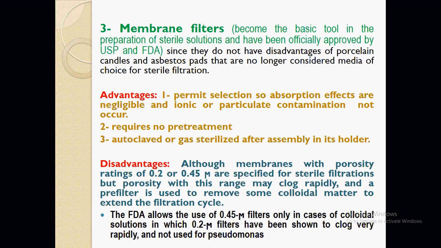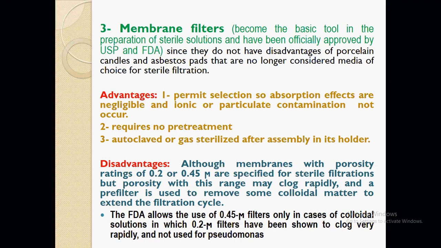But it has disadvantages: although membranes with porosity rating of 0.2 to 0.45 micron are specified for sterile filtration, porosity in this range may clog rapidly. And a pre-filter is used to remove some colloidal matter to extend the filtration cycle. Usually for sterile filtration, when I want to remove all types of microorganisms, I use 0.2 micron. That can remove all types of microorganisms, even the spores. 0.45 micron can remove all types of microorganisms except Pseudomonas. Pseudomonas aeruginosa is a large-sized microorganism, so it cannot pass through it.